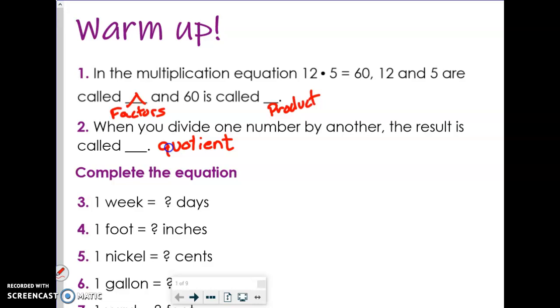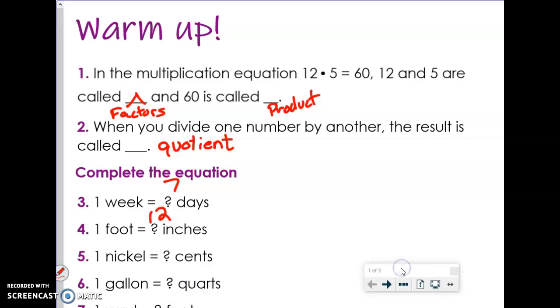Okay, so now I'm going to go around the room, I'm going to call on you for each one of these. Lacey, can you tell me how many days are in 1 week? 7 days. Excellent. Xavier, how many inches are in a foot? 12. Hayden? Yes. How many cents in a nickel? 5. Okay, let's go. Harder one.